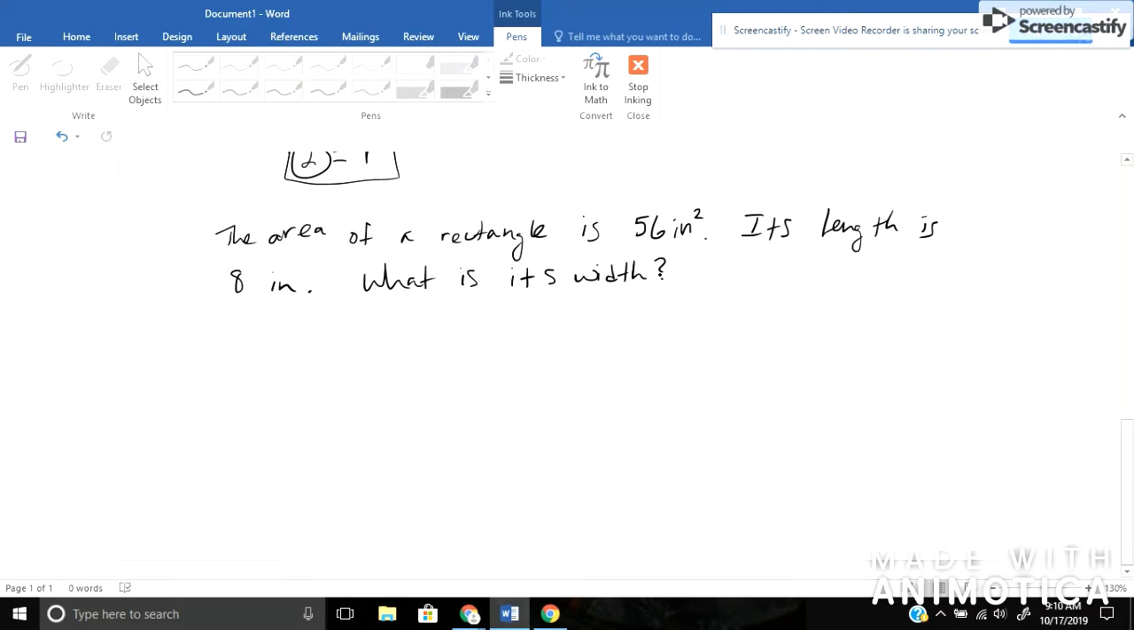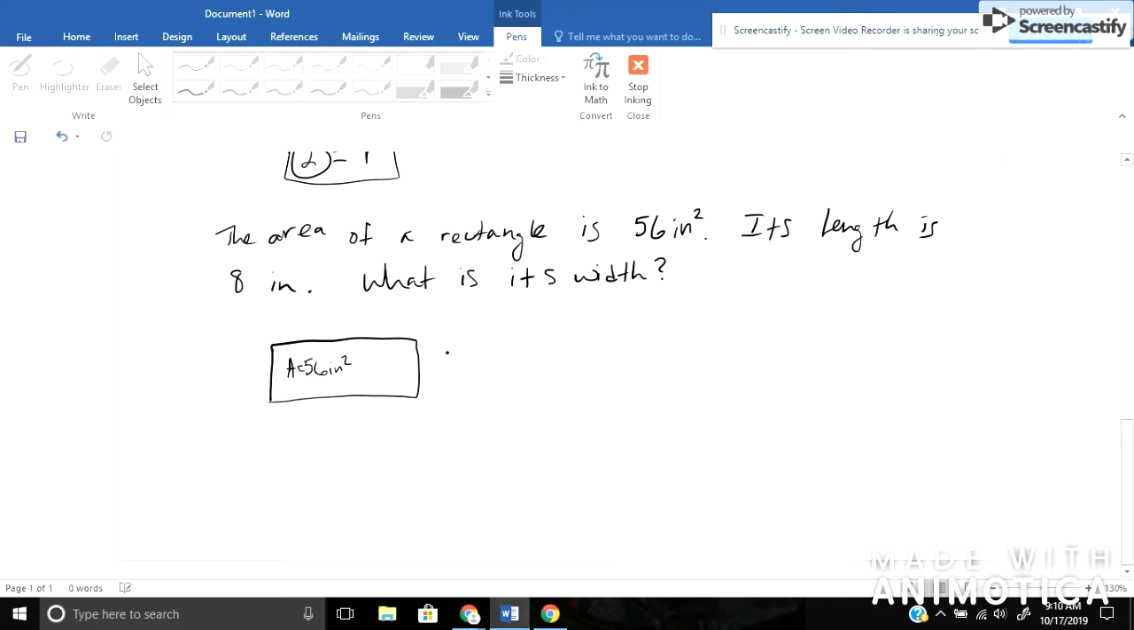Okay, so first, when I'm dealing with word problems, I like to make drawings because sometimes it's easier to visualize. So I'm going to draw myself a rectangle, and I know the area, so the area is 56 square inches.